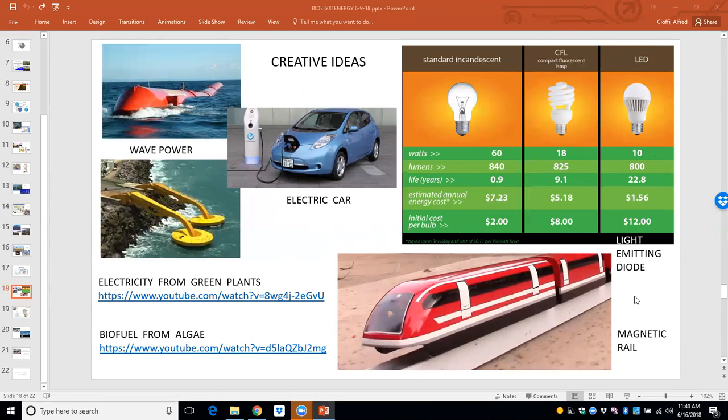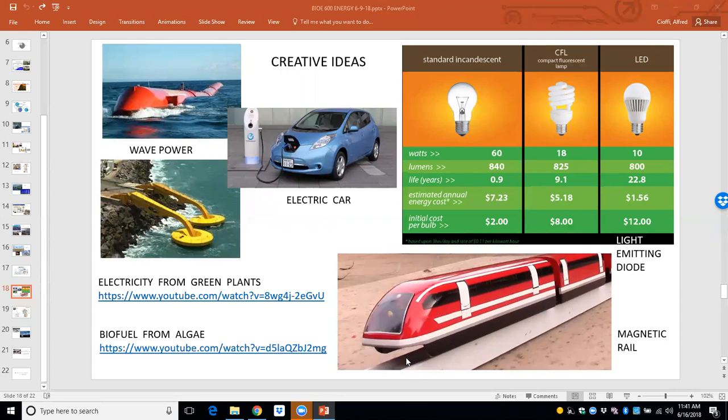Some other creativity here, for example, in this train. Look at this train. It could be either a bullet train or a subway type. But look underneath on the rail. You see the distance here? It's actually floating. It's floating on a magnet, a magneto.